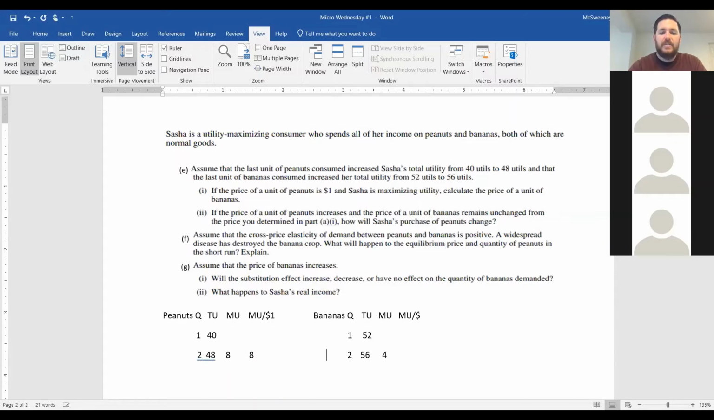Now, the question is asking us something that's a little bit tricky at first. Question says, if the price of a unit of peanuts is $1 and Sasha is maximizing her utility, calculate the price of a unit of bananas. We know in class that when we created this chart, we would go down and select back and forth until all of our budget has been spent, purchasing goods based on a priority of the highest marginal utility per dollar spent. We don't have all of that information. We don't have the budget. We don't have many different quantities. We only have this. So we know that at this point, the marginal utility per dollar spent for bananas has probably got to be even with peanuts.